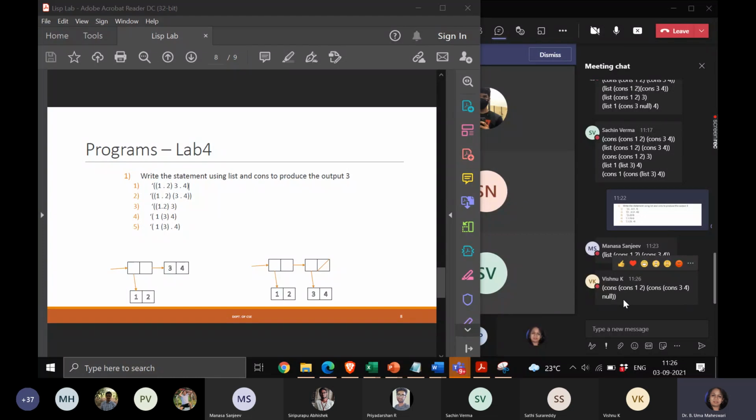What is the answer you're getting for this, Vishnu? The same thing, ma'am. Is it? Yes. How does it work actually? Ma'am, the previous statement is a list of two elements, no? Correct. I split the list into a sequence of cons. So the first element is cons 1, 2, then the inner cons will be cons of cons 3, 4. I don't have any more elements, so it becomes null after that.